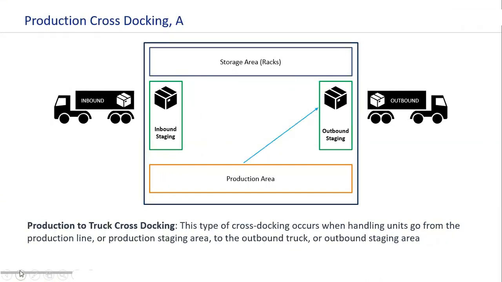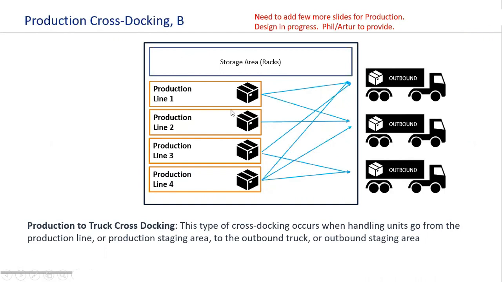So production to truck cross-docking. This type of cross-docking occurs when handling units go from the production line or production staging area to the outbound truck or outbound staging area. So that just shows you from production area straight to outbound staging. And this is probably something that looks a little bit more like ours. This is scenario B. If you look at that, that's probably a perfect example of what we're aiming to achieve through the factory clearance, where it comes off the lines and just gets loaded onto outbound deliveries, as we do today.